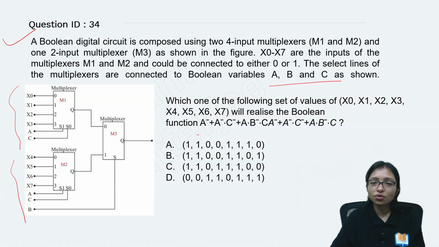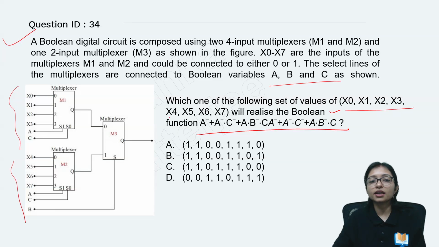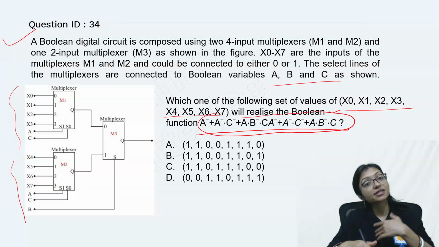Function is given to you. All the function is given. This is your Boolean function. Now which of the following sets of values for x0, x1, x2 will make this equation true? This is the ultimate understanding. It is just like the opposite one.